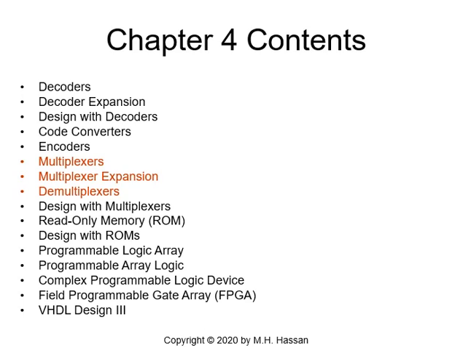Chapter 4 contents: we started with decoders, decoder expansion, design with decoders, code converters, and then we talked about encoders. Today we'll talk about multiplexers, multiplexer expansion, and demultiplexers.